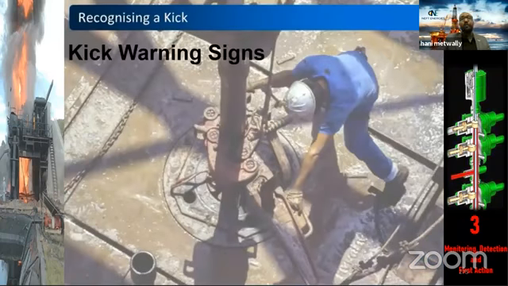So what is a warning sign? Mainly, we have two operations during drilling. It can be tripping or drilling. Sometimes we need to trip out to change our bit, to change our bottom hole assembly. So what is the warning sign during tripping?